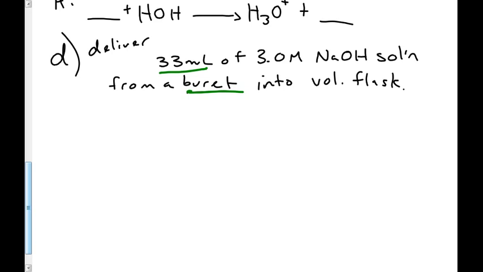Then, in general, what do you have to do? You put it into the volumetric flask. Technically, they didn't actually say this, but there should have been a little bit of water first. I know we said you only add acid to water. You always have some water sitting in your solution before you add more concentrated solutions. So I would be careful about it. I'd say adding a little bit of water first, then adding the 33 mils. Fill with H2O, distilled H2O.